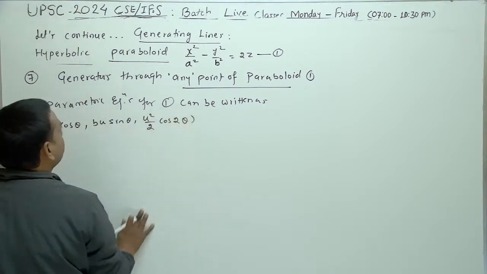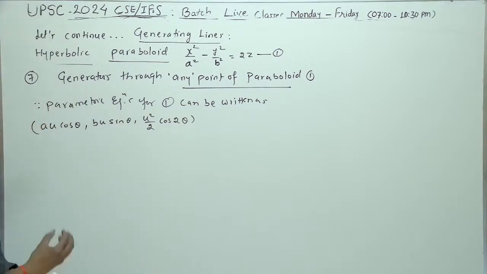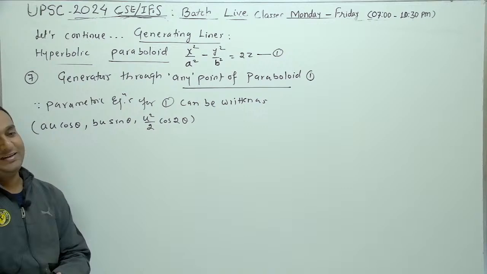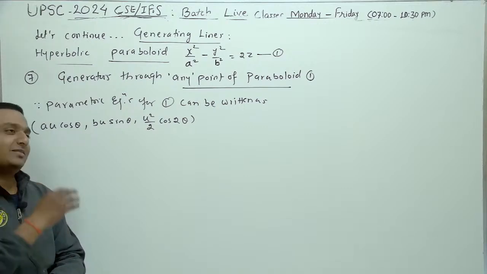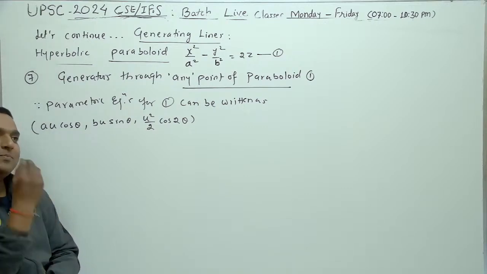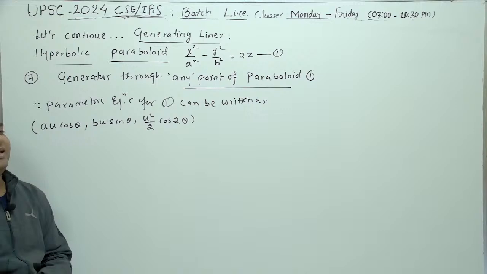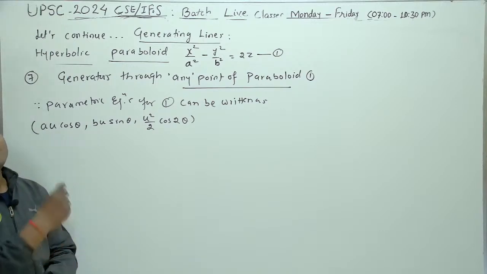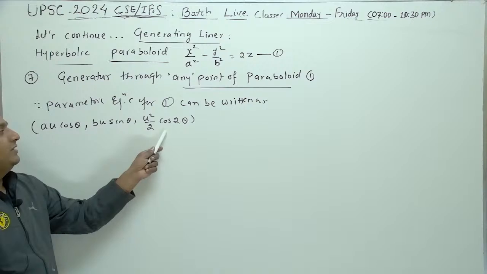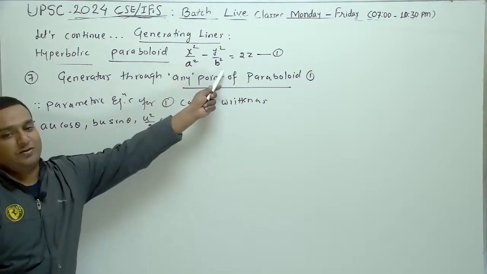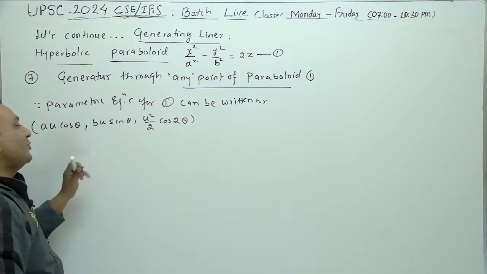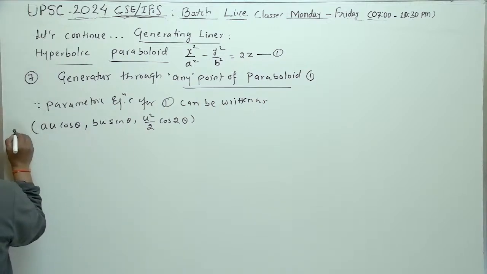Check it out please. As you write for a circle x equals r cos theta, y equals r sin theta, in the same manner you write for an ellipse x equals a cos theta, y equals b sin theta. In the same manner I have written these parametric equations for this equation. You getting my point? So don't panic over that. Number first is this.